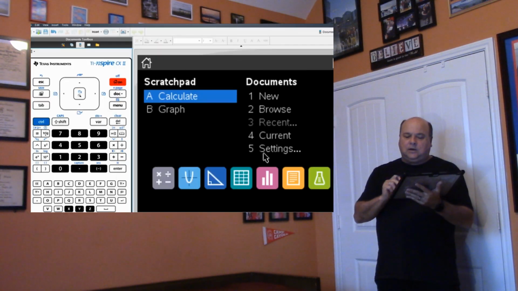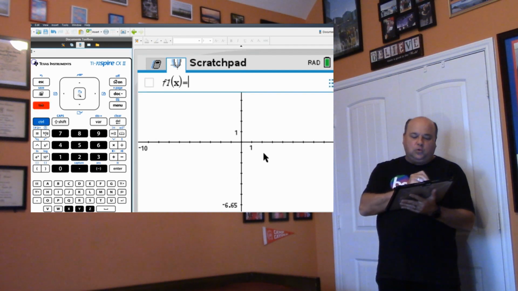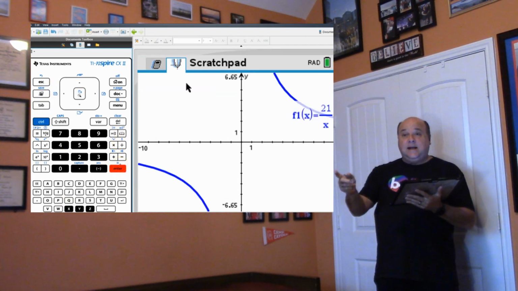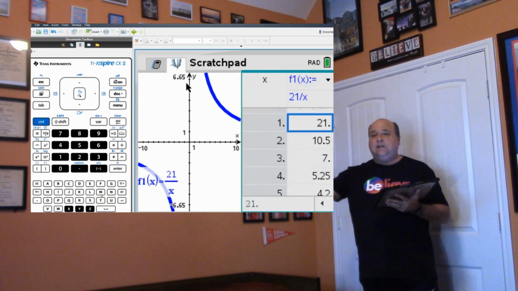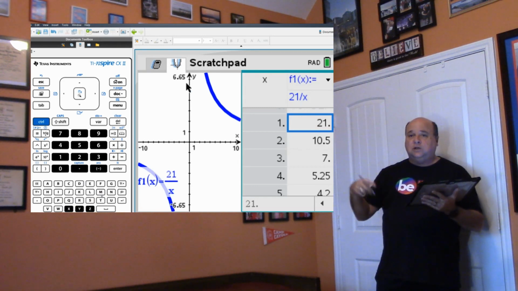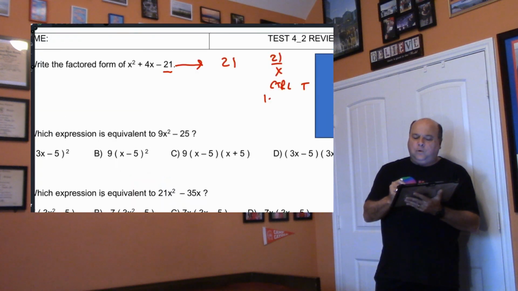So let's go to the calculator. We're going to go to graph. We're going to hit 21 divided by x. Hit enter. And then I get a hyperbola. Don't worry about it. Control T gives you the factors. Now then, notice, these are the factors of 21. 1 goes into 21 and 3 goes into 21. Everything else are decimals. So put 1 times 21 and 3 times 7.